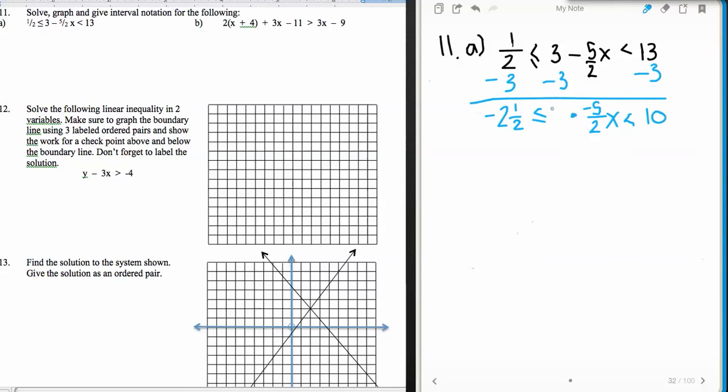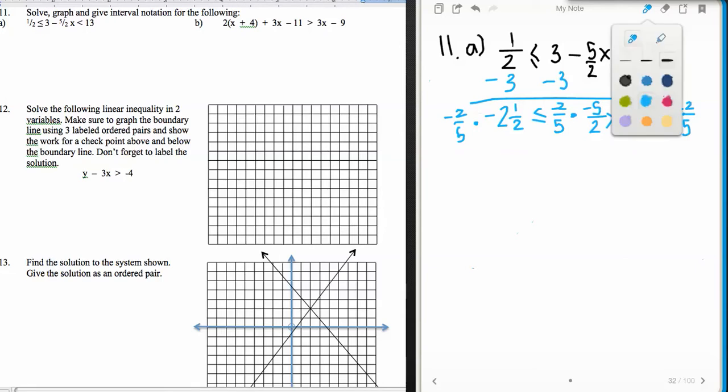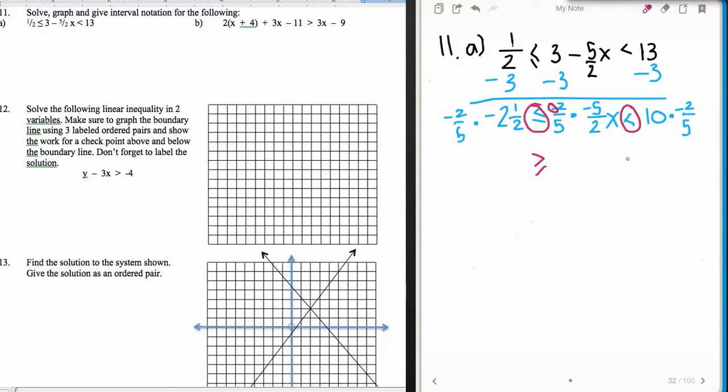In order to get rid of the numeric coefficient, we're going to multiply by the reciprocal, negative 2/5. So negative 2/5 here, and also over here on the right hand side. Remember, there are three parts to these inequalities, and all three parts have to get worked on. Now, because we just multiplied by a negative, we have to flip the sense of the inequality. So here we have a greater than or equal to now, and here we have a greater than. And that has to get done when you multiply or divide by a negative number in an inequality.